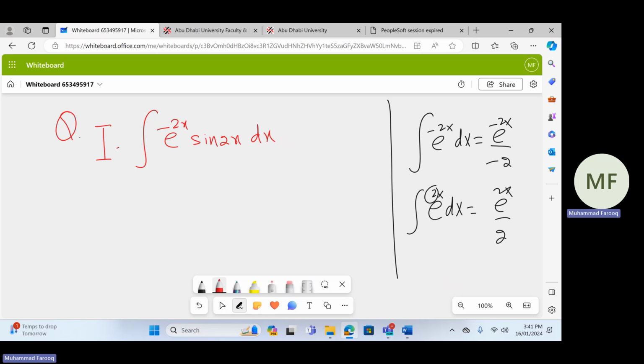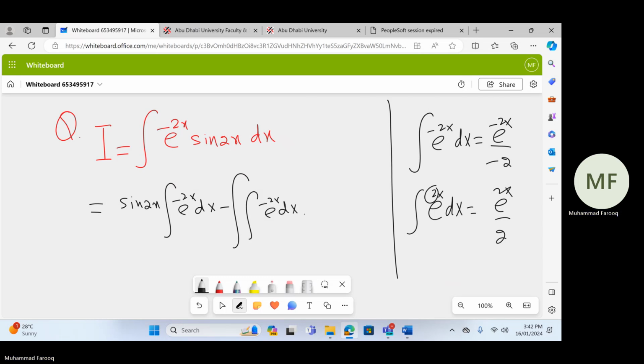Okay, so this is the I, my question. Now start. What is our first function? The first function is sine 2x, and the second function is e power minus 2x. So the first function sine 2x times the integration of e power minus 2x dx, minus the integration of the integration of e power minus 2x dx times the derivative of sine 2x, dx.